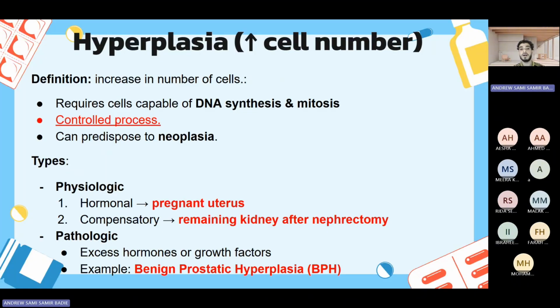Now we have types here. Again, know these examples by heart. We have physiologic, again, hormonal. So if you have increased stimulation by hormones, if there's a pregnant uterus, it can undergo hyperplasia. Or compensatory. What does this mean? For example, if I donated one of my kidneys to someone else, I only have one kidney. This kidney has to compensate for both of my kidneys. So it undergoes hyperplasia. It undergoes increased cell number. Or it can be pathologic, for any reason. For example, excess hormones, again, increased stimulation. For example, in benign prostatic hyperplasia. Just know this example.